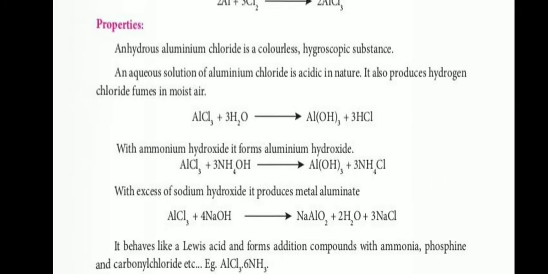Next one, properties of aluminum chloride. Anhydrous aluminum chloride is a colorless hygroscopic substance. An aqueous solution of aluminum chloride is acidic in nature. It also produces hydrogen chloride fumes in moist air. Listen, aluminum chloride reacts with water to form aluminum hydroxide and HCl gas.